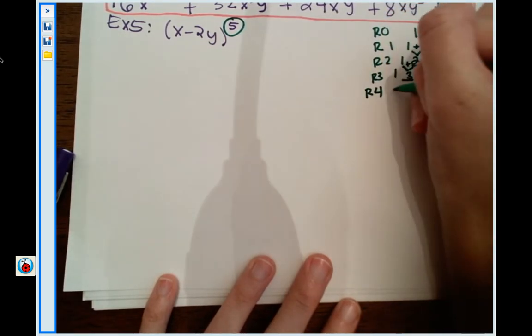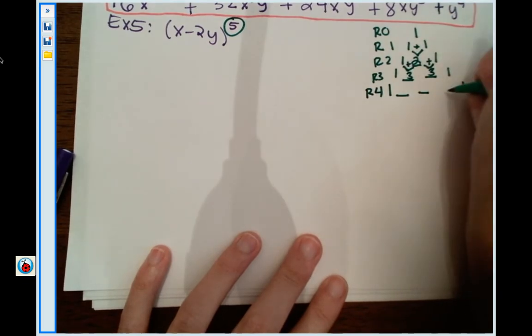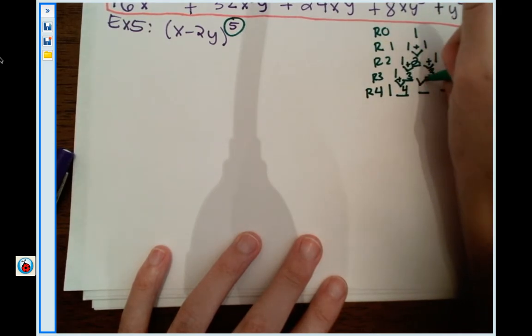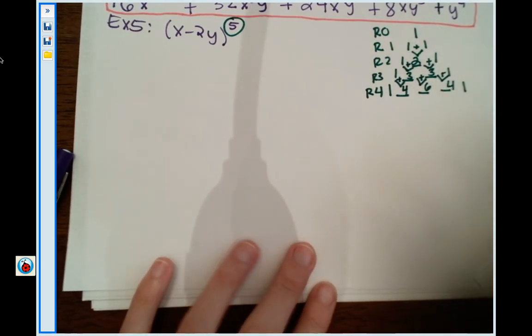Row 4, I start with the 1, I end with the 1, and I'm going to have 3 terms in the middle, which I get by adding these two together. 1 plus 3 is 4. I'm going to add these two together. 3 plus 3 is 6. And I'm going to add these two together. 3 plus 1 is 4.